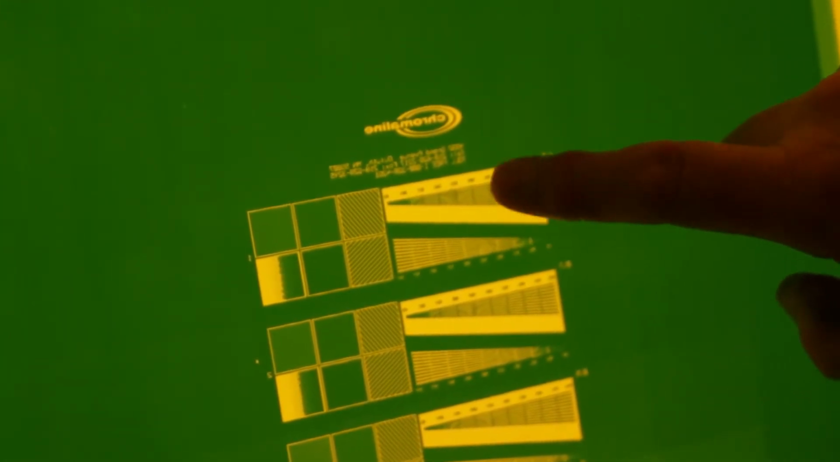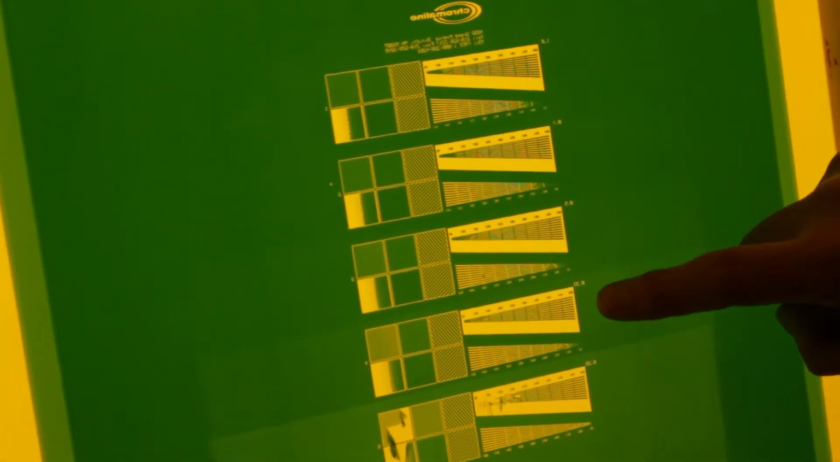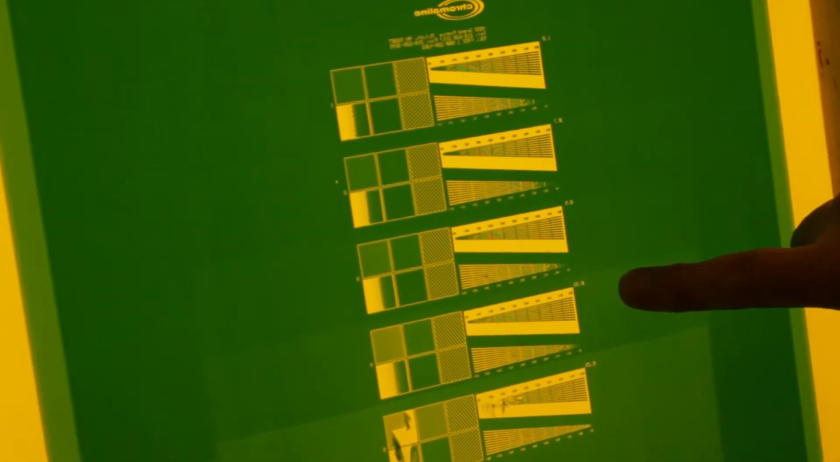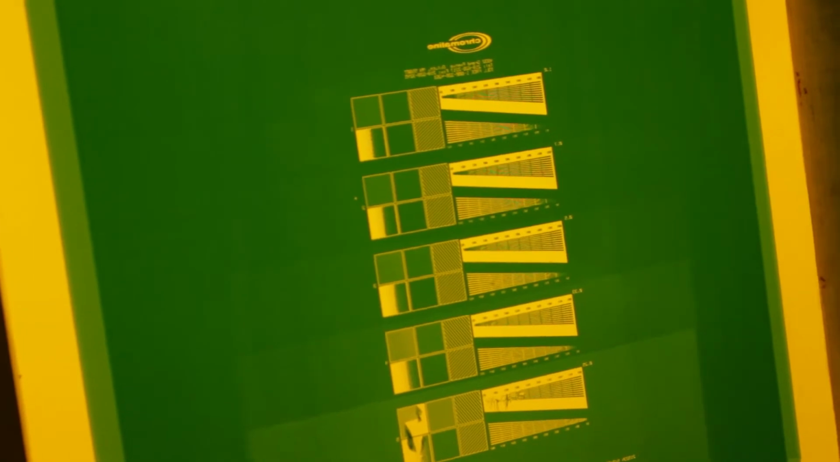So this at 25 seconds is overexposed. But if I go down here, this one's looking pretty good. So we're looking at 10 seconds, or maybe even this one. Remember, the longer you expose your screen, the more durable it is. See how this is falling apart? The calculator is doing exactly what it's supposed to do. It's guiding you in the right direction.